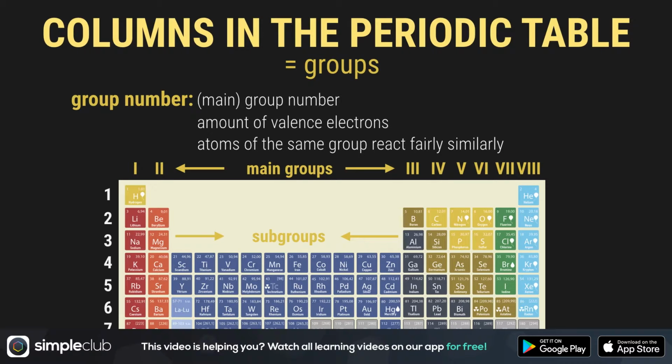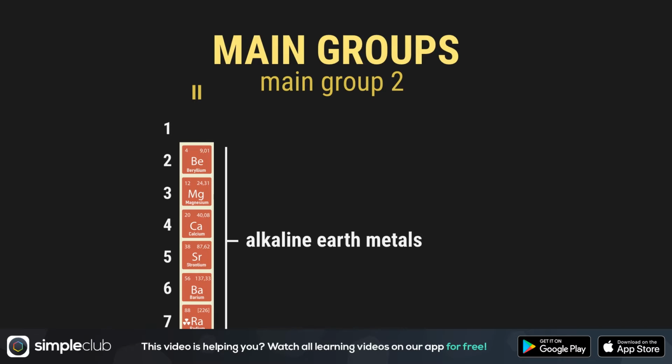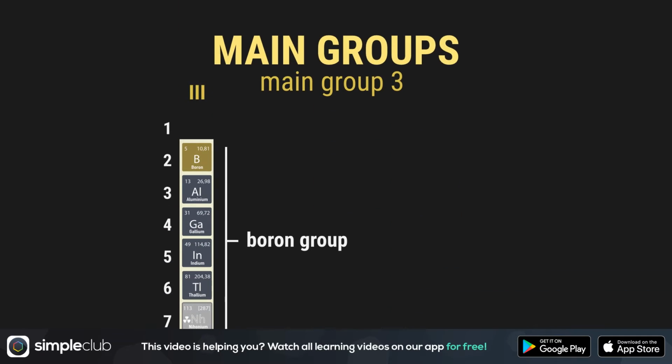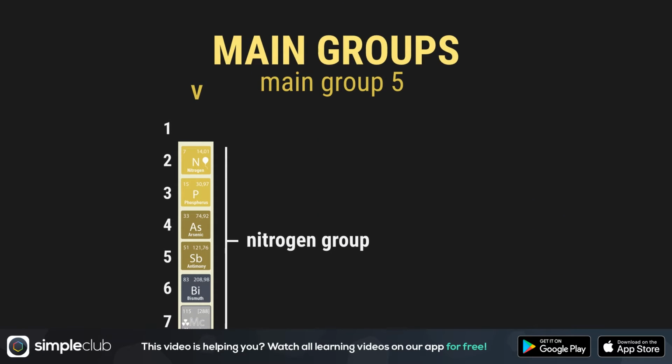The most important groups are the 8 main groups. Each of the 8 main groups has its own name. The first main group consists of alkali metals and hydrogen. The second main group consists of alkaline earth metals. Groups 3 to 6 are described by their first upper element. Therefore, the third main group is called the boron group. Main group 4 is called the carbon group. And main group 5 is called the nitrogen group.